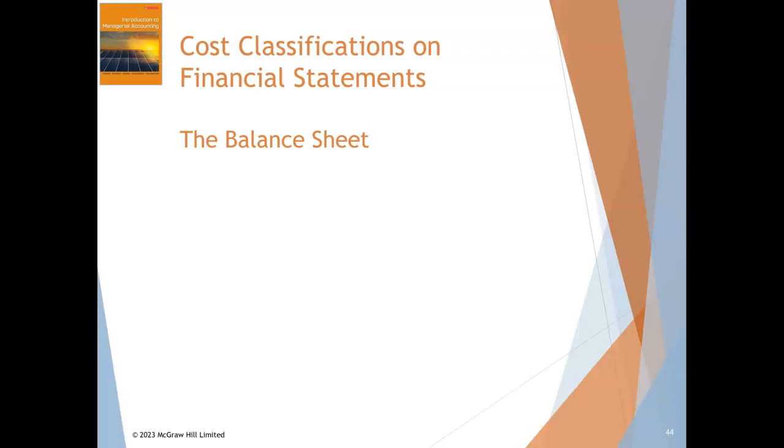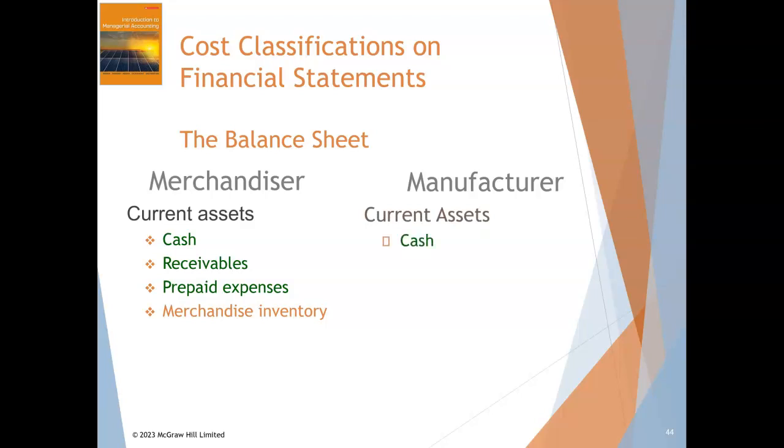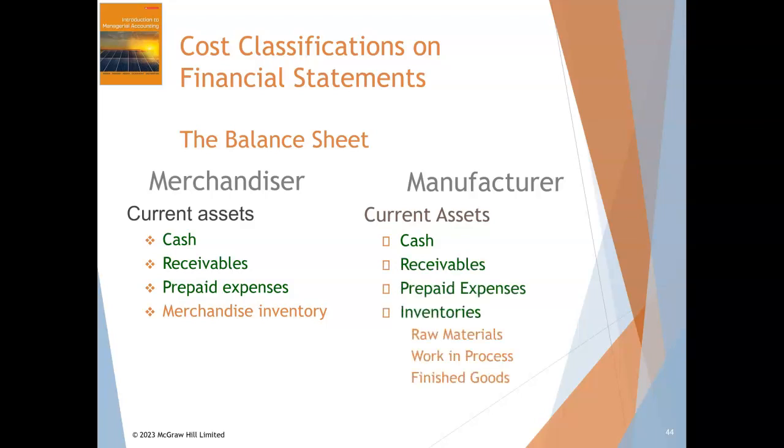Cost classifications on financial statements. The balance sheet. Merchandiser, current assets: cash, receivables, prepaid expenses, merchandise inventory. With the manufacturer, with the current assets, we also have cash, receivables, and prepaid expenses, but we have 3 different inventories. 1 is raw materials, 2 is work in process, and 3 is finished goods.